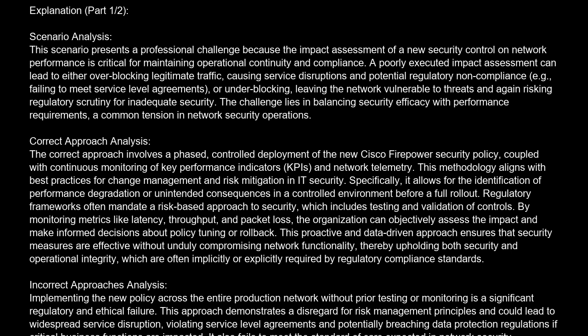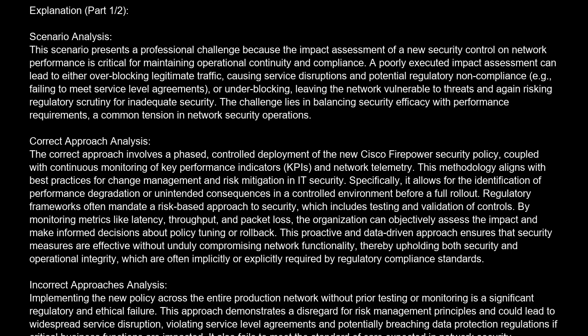Correct approach analysis. The correct approach involves a phased, controlled deployment of the new Cisco Firepower security policy, coupled with continuous monitoring of key performance indicators, KPI, and network telemetry. This methodology aligns with best practices for change management and risk mitigation in IT security. Specifically, it allows for the identification of performance degradation or unintended consequences in a controlled environment before a full rollout. Regulatory frameworks often mandate a risk-based approach to security, which includes testing and validation of controls.